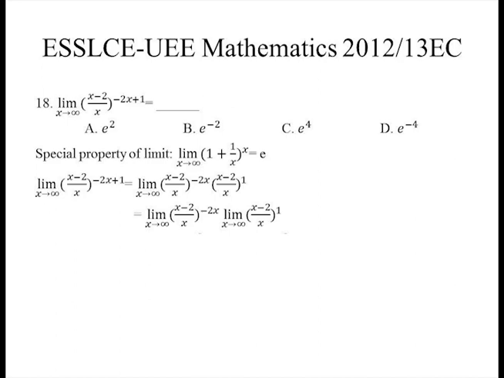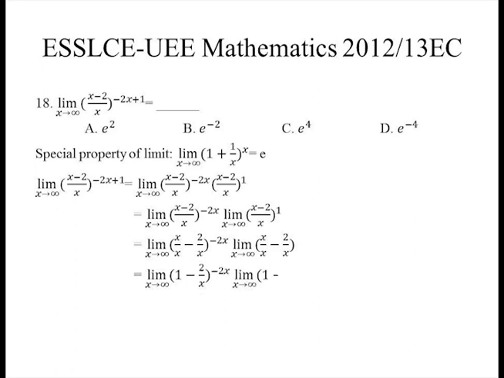Let's split the terms inside the bracket. Then we'll find the limit of (x divided by x minus 2 over x) to the power of -2x, as x approaches infinity, times the limit of x over x minus 2 over x. The power of 1 means simply the expression itself, as x approaches infinity, which is equal to the limit of (x divided by x is 1 minus 2 over x), as x approaches infinity, times the limit of, again here, x divided by x is 1 minus 2 over x, as x approaches infinity, which is equal to the limit of (1 minus 2 over x) to the power of -2x, as x approaches infinity.